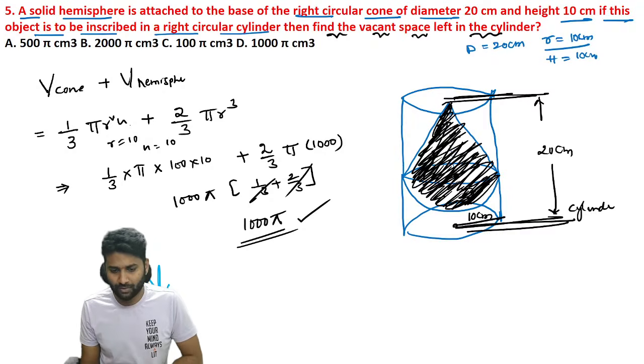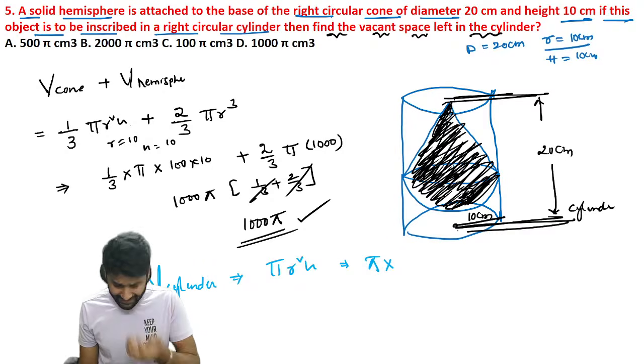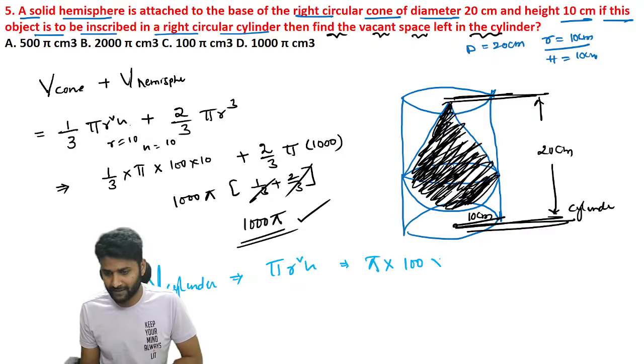Let's find the volume of the cylinder. The formula for the volume of a cylinder is pi r square h. So pi into r value, we already know the radius is 10, so 10 square is equal to 100. Again, the height of the cylinder is 20. Now the total value is equal to 2000 pi.